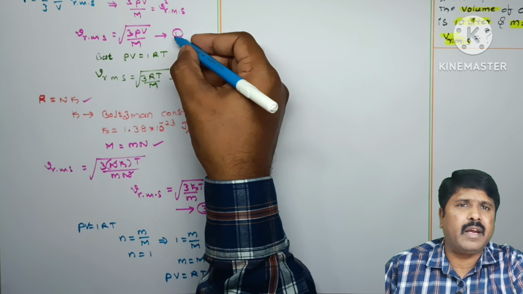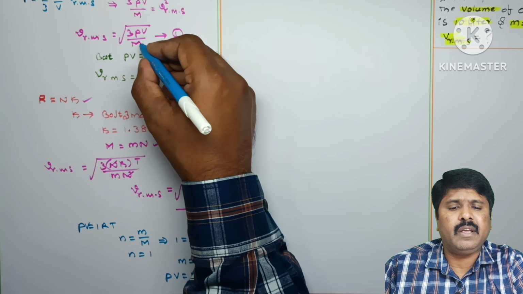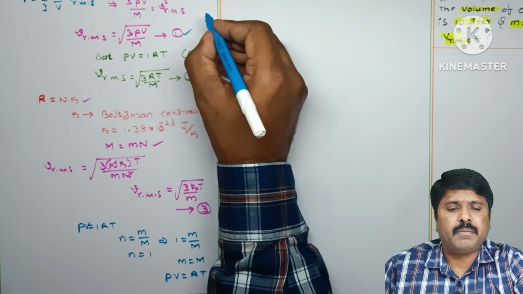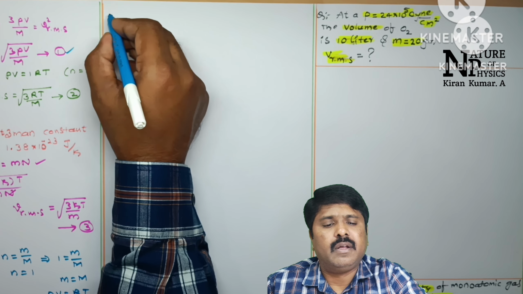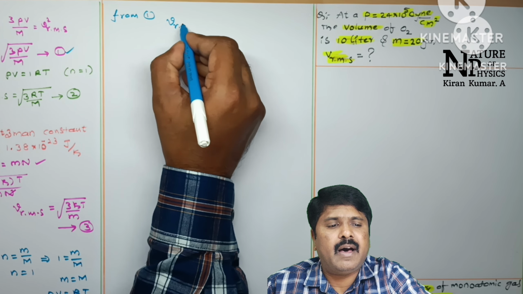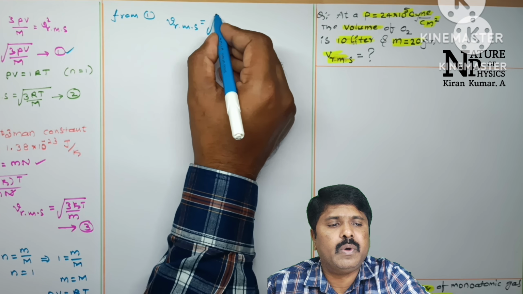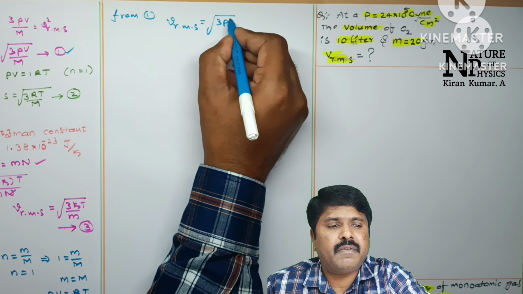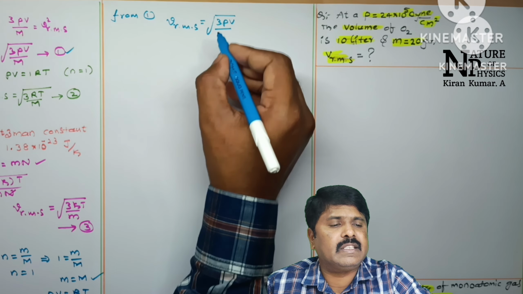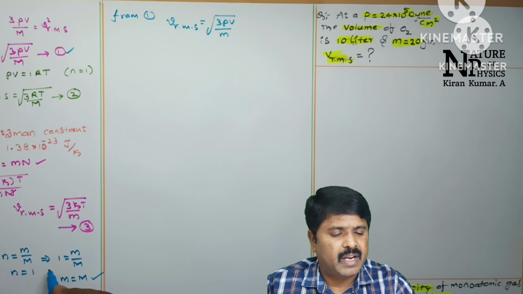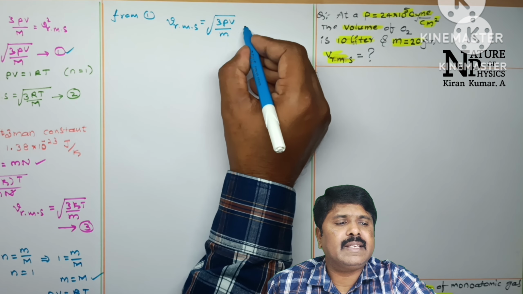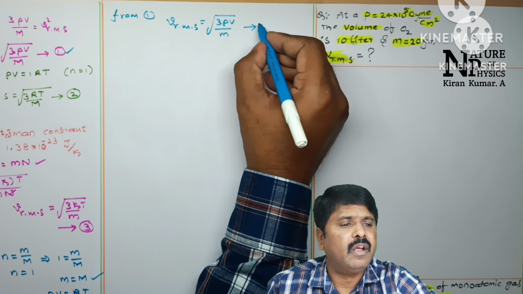Otherwise directly write in equation 1, just replacing capital M with small m, student. So I wanted to consider directly from equation number 1: V RMS is equal to root over 3PV divided by, instead of capital M I am writing small m, student, because clear information is given there. Again I don't want to write. Now this I can write as equation number 4, student.